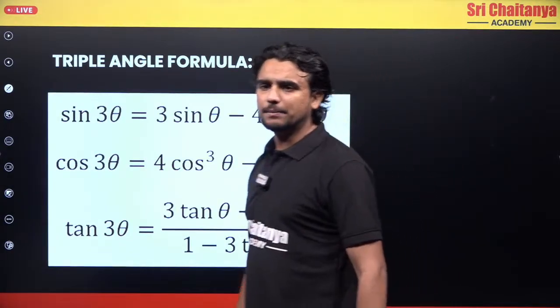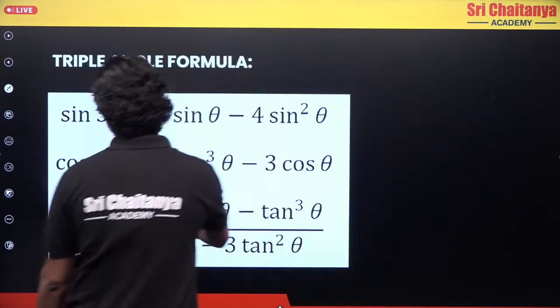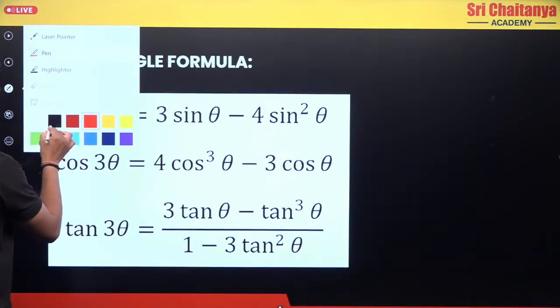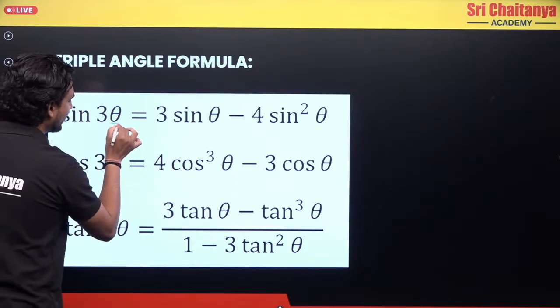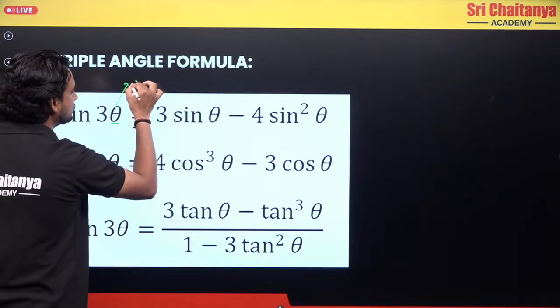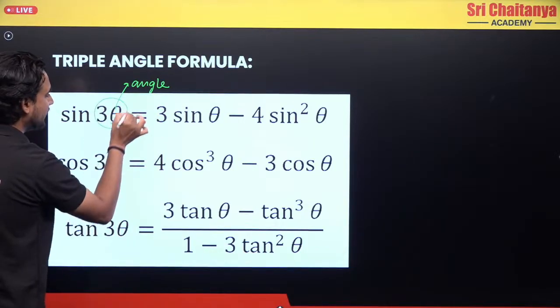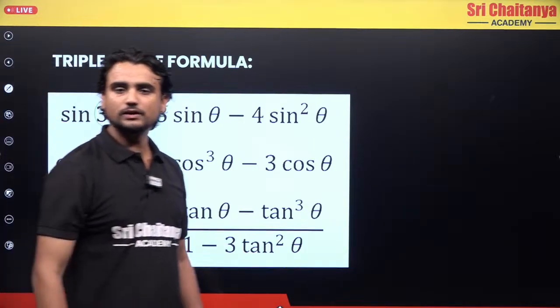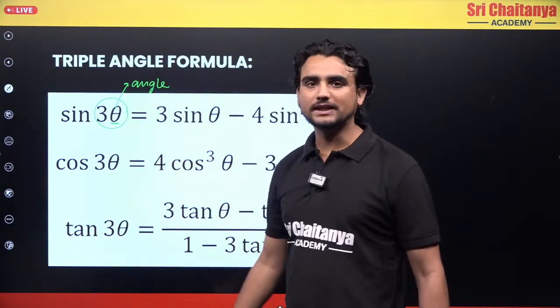Now we'll move on to the triple angle formula. So what is the triple angle formula? Let's understand here. What is the angle? Angle is theta. This is my angle. And why is it a triple angle? Because it is given 3 times the angle. So it is a triple angle formula. Now what is the formula for sine 3 theta?